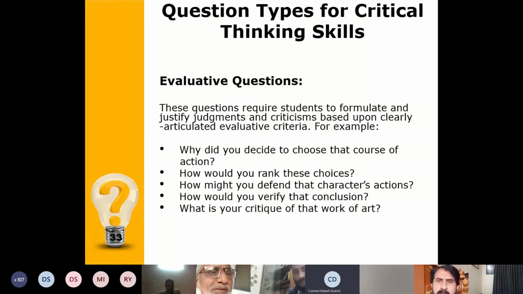Evaluative questions are critique questions, passing judgment. Again, did you like this? Did you appreciate this? Did you enjoy it? What worked? What did not work? Evaluation questions also require critical thinking. And simply yes, no are no.